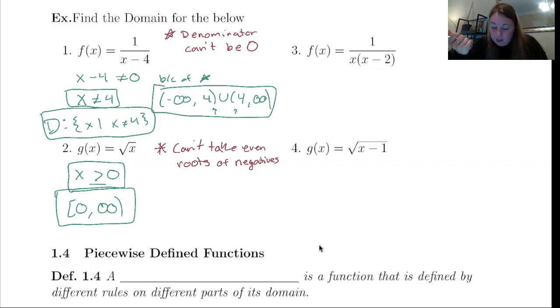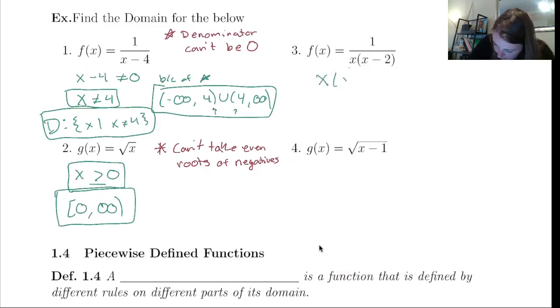I know the denominator can't be 0. So if I have a fraction, I'm going to set that denominator and be like, you cannot be 0, and then solve for what x cannot be. And then if I have a root, I'm going to find what x can be to keep that whole expression greater than 0. So for 3, I have f of x equals 1 divided by x times x minus 2.